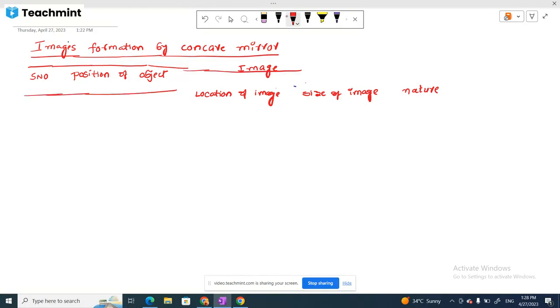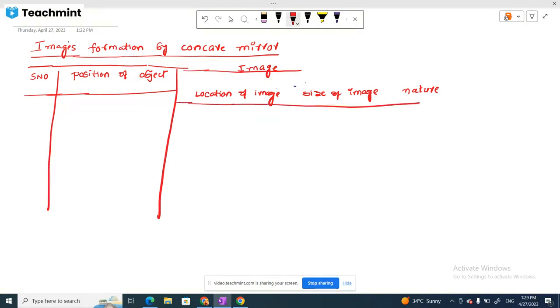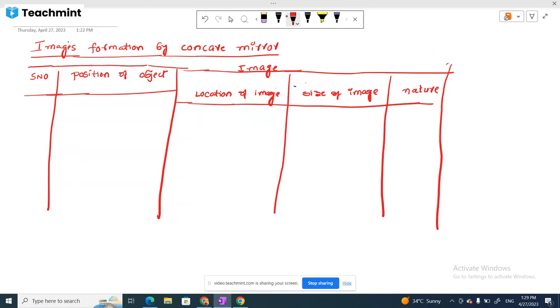So this is my entire table. This is serial number, and position of the object. This is the entire image information. In the image information, we have three columns. One is the location of the image, where the image is formed. This is the size of the image, and the nature. Okay, the first one here: I place the object at infinity. Then we have to find out the location of the image, the size of the image, and the nature of the image.